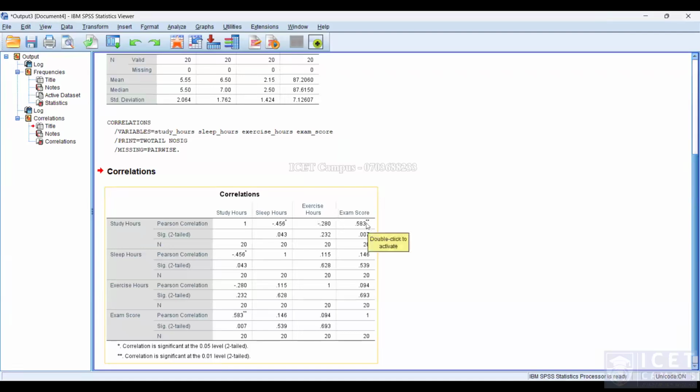Exam score, yes, there is a positive correlation. It means as the number of study hours increases, the exam score is also increasing. It is mentioned here, you can see 0.583. Not a strong positive correlation, anyhow, it is positively correlated.